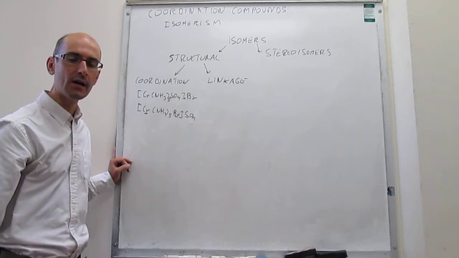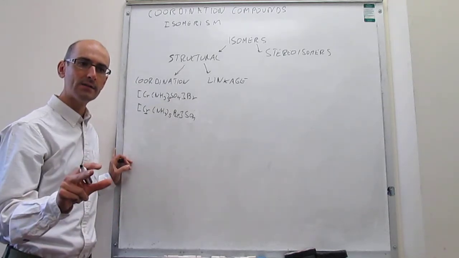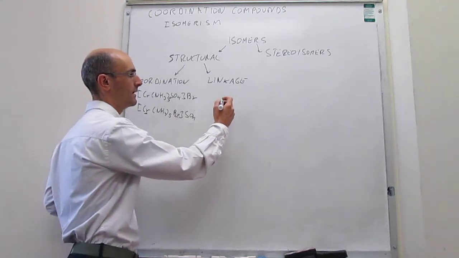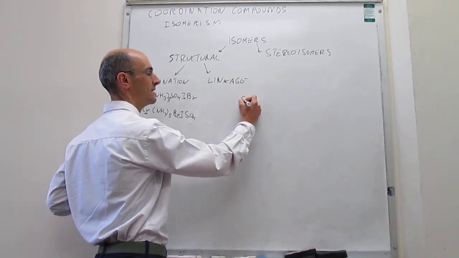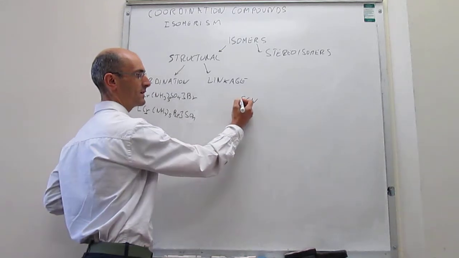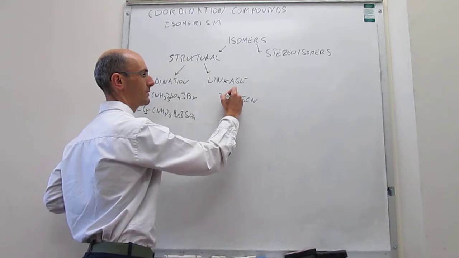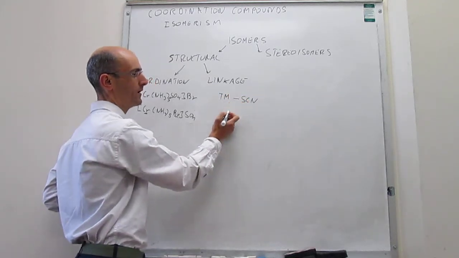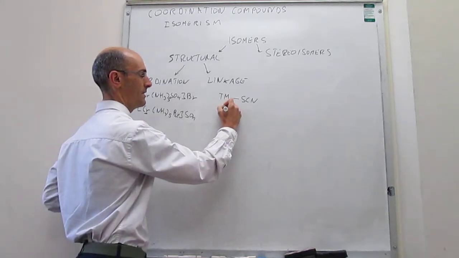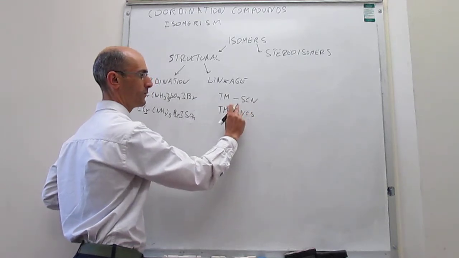Linkage isomers occur when a ligand in a transition metal complex can establish a bond through two different atoms. So for example, the thiocyanate ligand can establish bonds either through the sulfur or through the nitrogen end. So you can think about a transition metal complex where you form a coordinate covalent bond, and that thiocyanate can bind in different ways, either that way or this way.